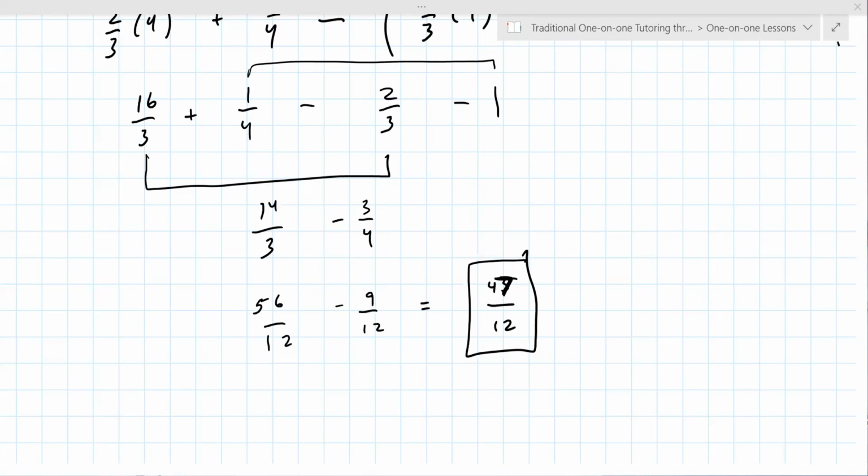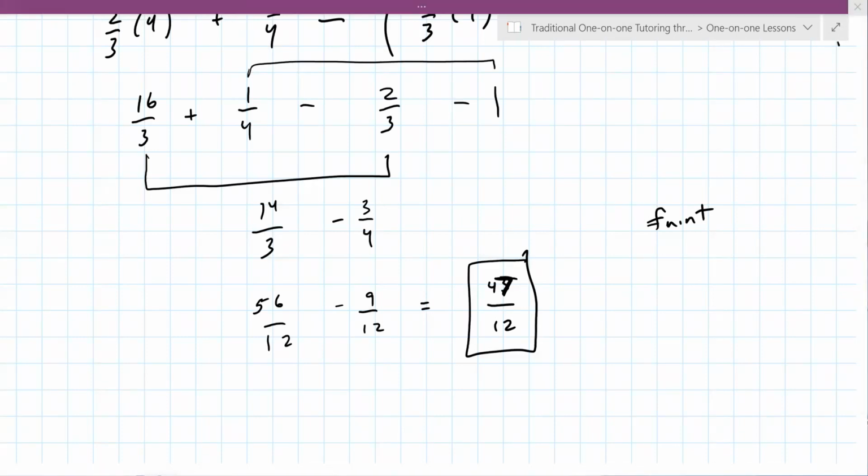The only thing we haven't covered is the fnInt on your calculator. Are you comfortable with that? That's just the math 9 thing where you plug in. Yes, that's fine.